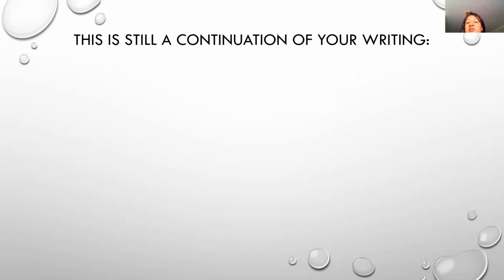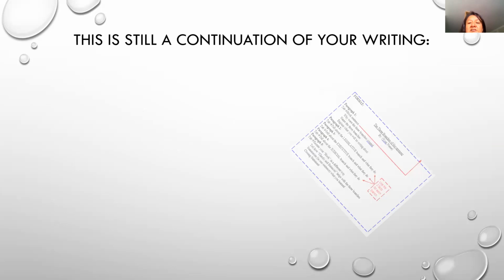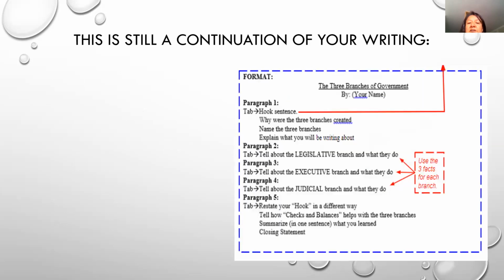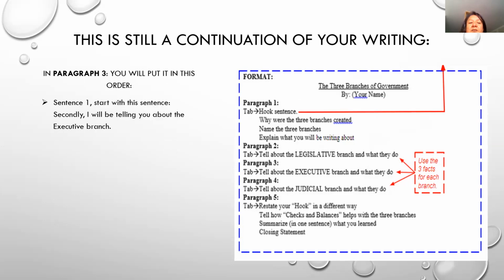This is still a continuation of your writing. This is going to be paragraph 3. You will put it in this order. Sentence 1, start with this sentence. Secondly, I will be telling you about the legislative branch.